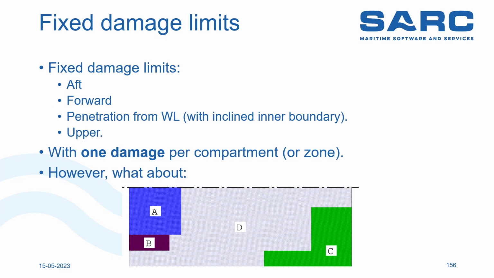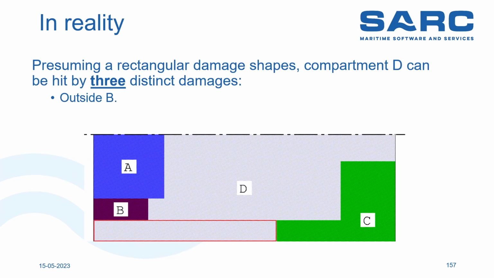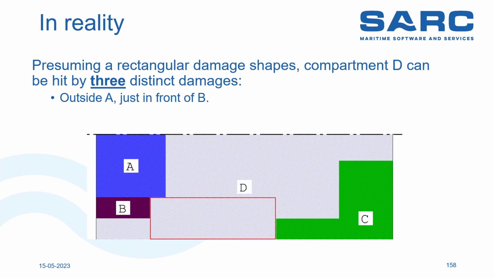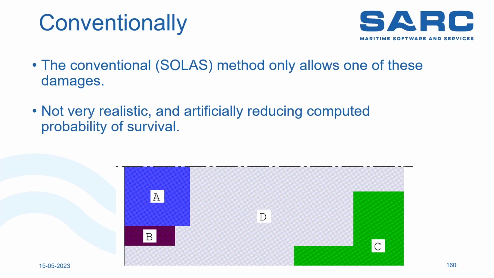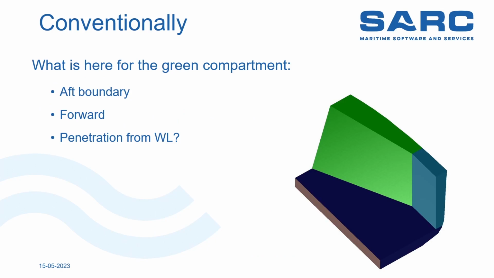Fixed damage limits: aft and forward penetration from waterline with an inclined upper boundary, with one damage per compartment zone. But if we have this example, we can have three distinct damages. It was too much bother to make a hatch, so I only took the outline. This is the second one, this is the third one. It's not very realistic and artificially reduces the computed probability of survival. And here we can determine aft boundary, forward boundary, but what would be the penetration from waterline?